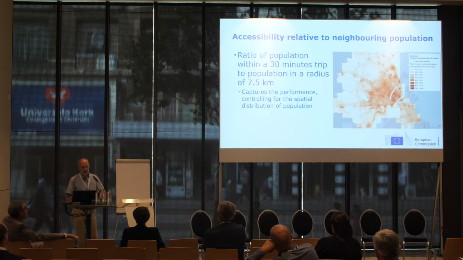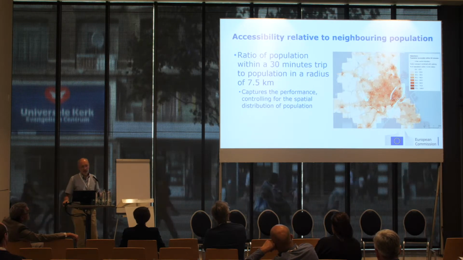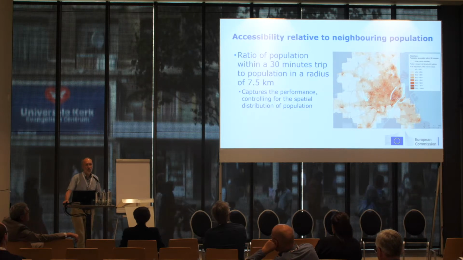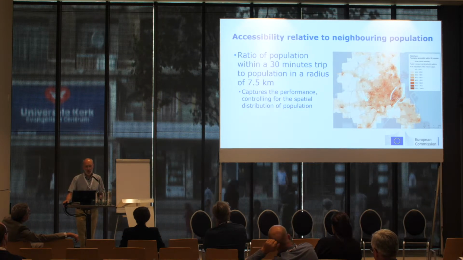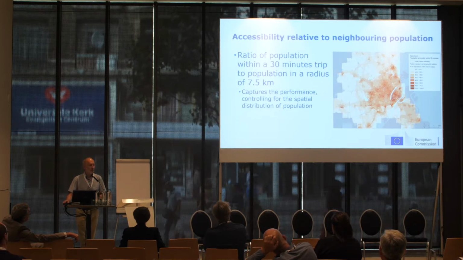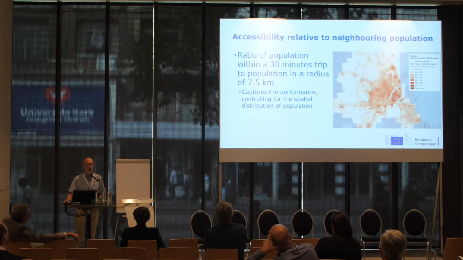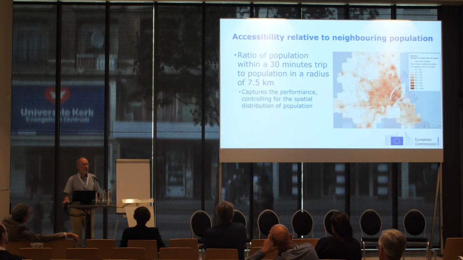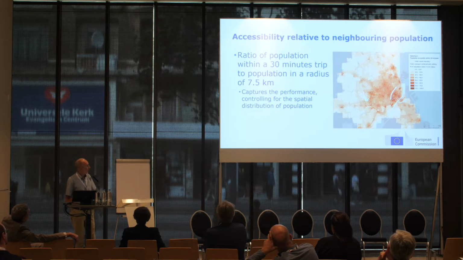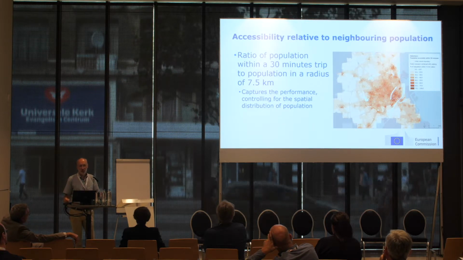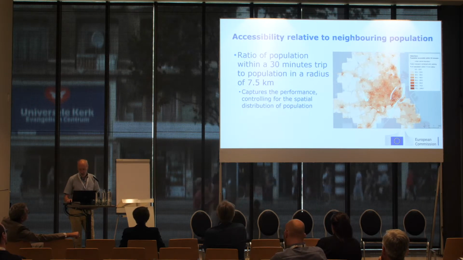went to this indicator where we express the accessibility of the previous slide relative to the neighboring population by having first computed the population you can find in a radius of 7.5 kilometers, which corresponds roughly to an average speed of 15 kilometers per hour, which from the observed timetable data is a reasonable average for public transport in an urban environment.